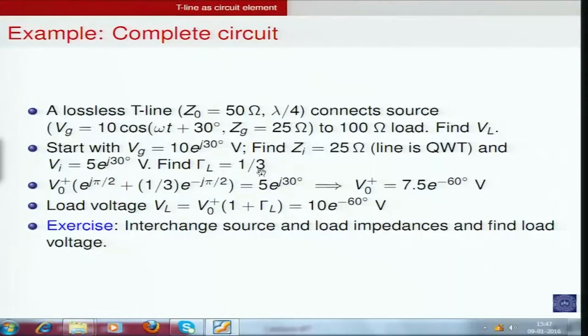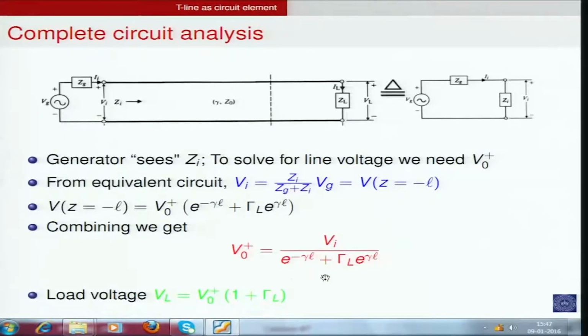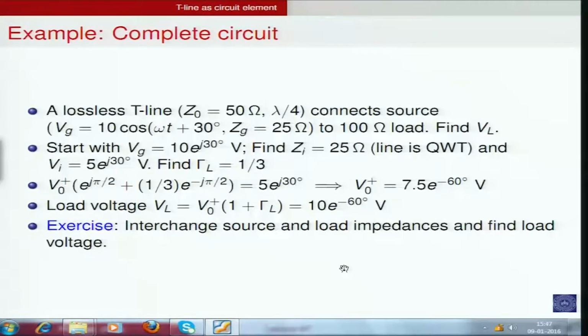Now you substitute all these expressions into this one, right? So V0 plus is nothing but Vi. You already have calculated what is Vi. You know what is gamma. Gamma is j into beta, right? So you substitute that. Gamma L is 1 by 3. You can substitute, find out all these values, and then you will see that V0 plus is 7.5 volts, okay, but lagging by a phase angle of 60 degrees, whereas the input voltage is 5 volts leading by 30 degrees.